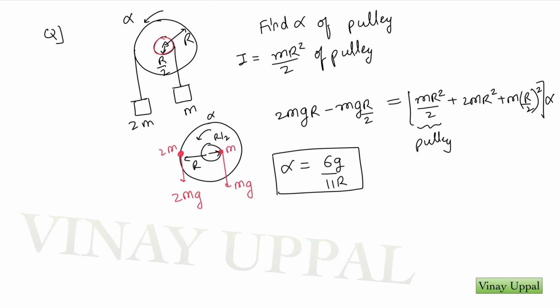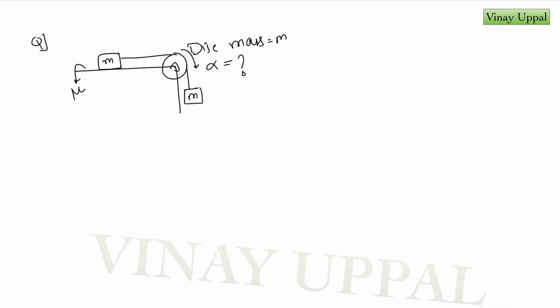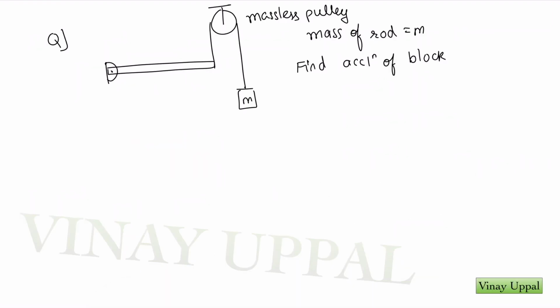Let's take a look at another question. This problem is going to be a little different. I have a disc hinged at the corner of a table and I have a string going around. So the question here involves a rod hinged at its left end and it's connected to a string at the right end which goes over a massless pulley, and the string is connected to a block which is hanging vertically. The question is asking us to find the acceleration of this block.